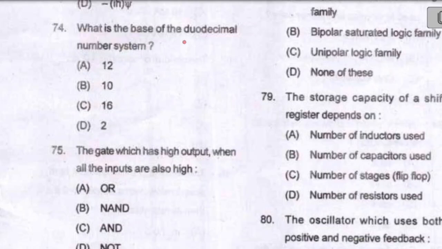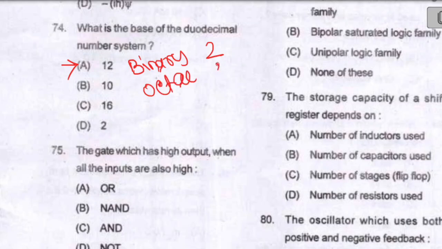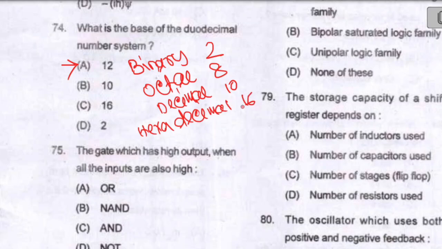Next, what is the base of the duodecimal number system? That is 12. Okay, so A is your correct option. Remember, for binary, base is 2. For octal number system, base is 8. For decimal number system, base is 10. For hexadecimal, base is 16.